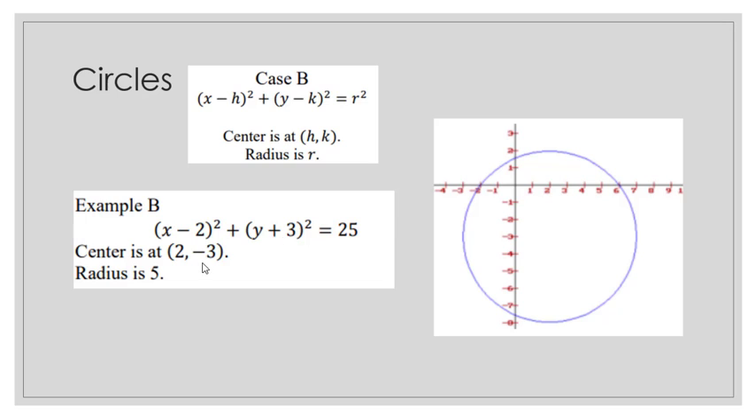So I know that my k in this case is negative 3. So my center is at 2, negative 3. And my radius is still 5. So I would go north, south, east, and west from this point and create this beautiful circle.